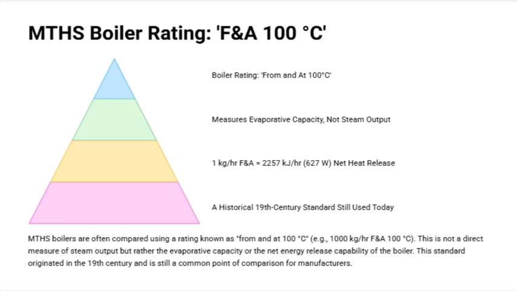Interestingly, this standard actually originated back in the 19th century. Despite all the technological advances since then, it's still used today as a common way to compare boiler capacities across manufacturers. So remember, when you see a boiler rated as 1000 kg/h F and A 100 degrees C, it's not saying it produces exactly that much steam. Instead, it's indicating its evaporative capacity, or how much energy it can release to turn water into vapor. This historical standard gives us a consistent way to compare boilers, even after all these years.